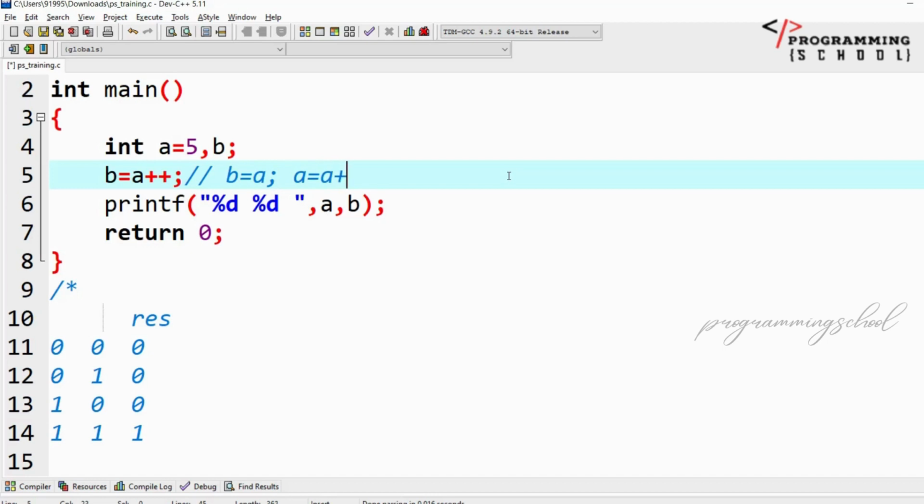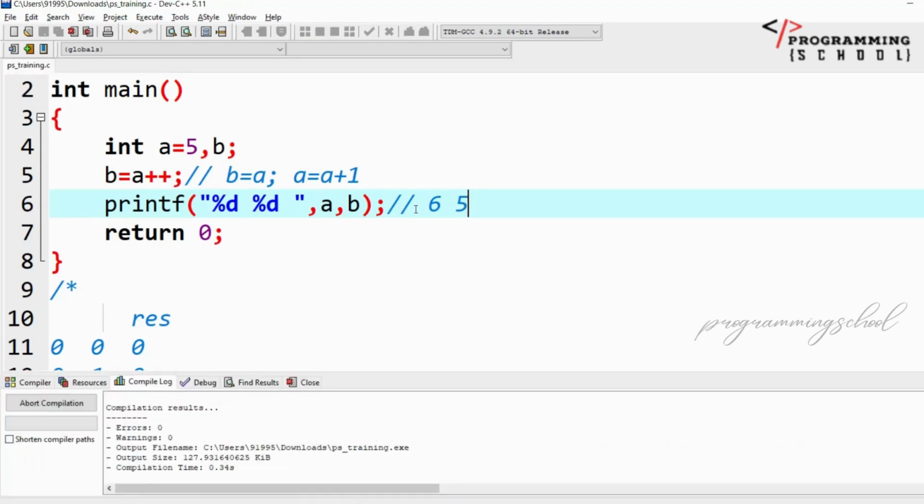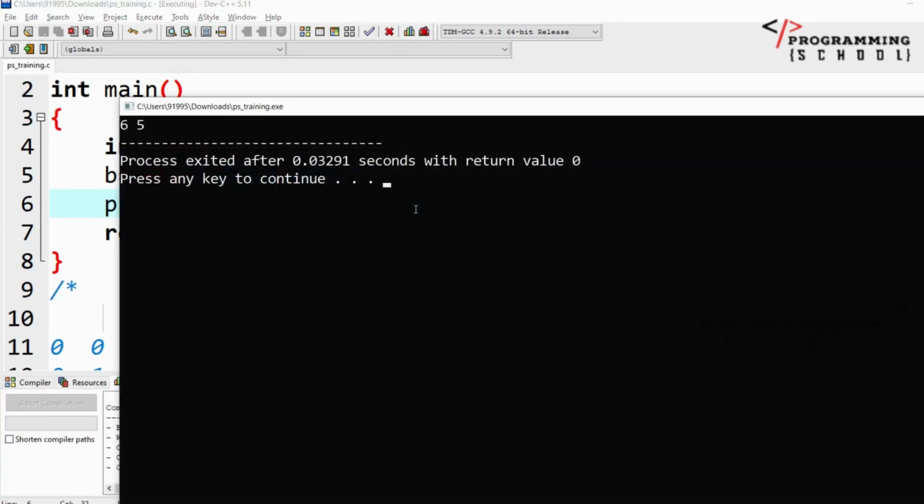a is equal to a plus 1. First of all, it consists of two statements. First this statement works: what is the a value? The a value is 5 and the b value becomes 5 with this line. Then a is incremented by 1, so a becomes 6, and the b value is 5 only. The output here is 6 and 5. 6 and 5 is the answer.